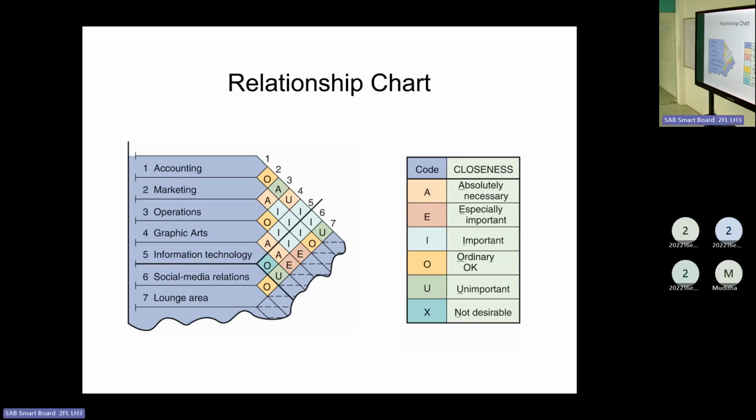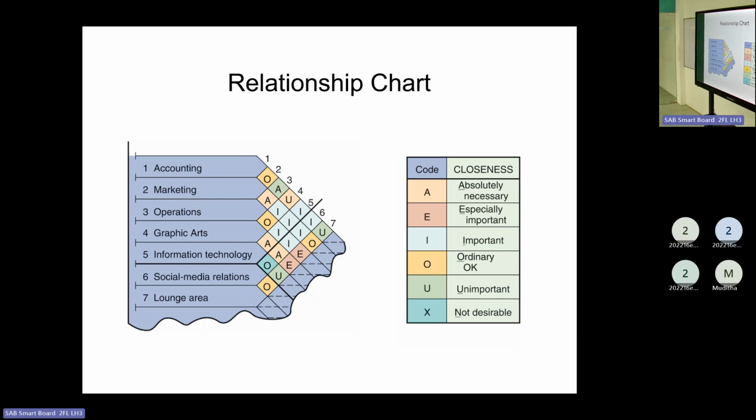Then of course we need to think about whether there are some undesirable departments, so we should not locate them close by. Now check the summary here. Fortunately or unfortunately, we don't have X-type relationships here, so we don't have to worry about it. Any department can be located anywhere.